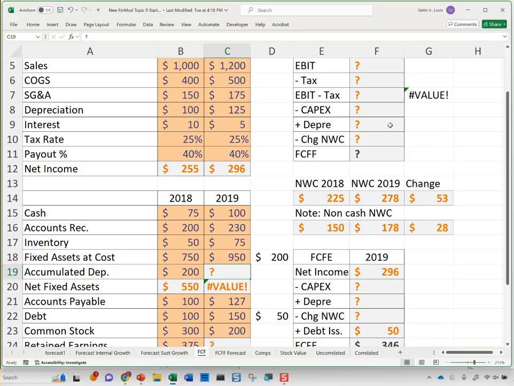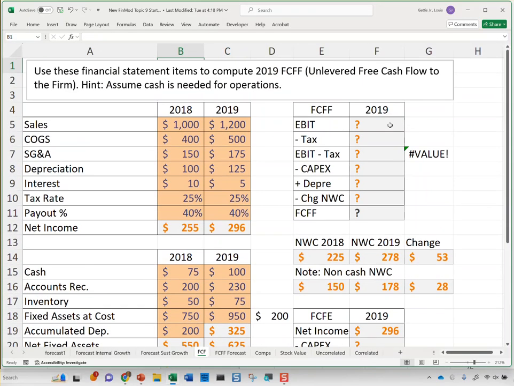And then, what would be the accumulated depreciation to calculate net fixed assets in 2019? Well, it had 200 the prior year, and then I'm going to add to that depreciation in the current year. So if it had accumulated depreciation of 200 and it depreciated another 125, that's going to be 325. So that just gives you an idea how to calculate fixed assets at cost, accumulated depreciation, net fixed assets. This is the row it actually adds into the balance sheet. All right, back up here.